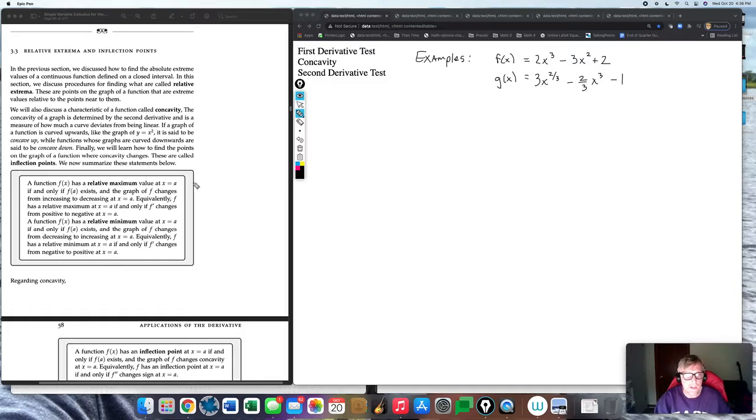We'll come back to this, but a function f of x has a relative maximum at x equals a if and only if f of a exists. So you have to have a point there, and the graph of f changes from increasing to decreasing. Equivalently, f has a relative maximum at x equals a if and only if f prime, the derivative, changes from positive to negative.